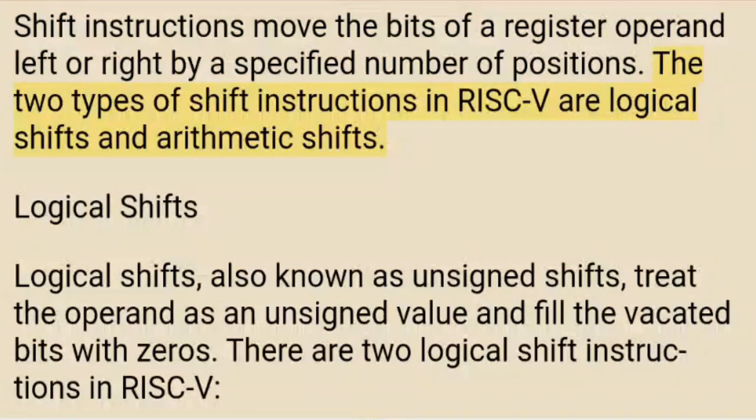The two types of shift instructions in RISC-V are logical shifts and arithmetic shifts. Logical shifts, also known as unsigned shifts, treat the operand as an unsigned value and fill the vacated bits with zeros. There are two logical shift instructions in RISC-V.